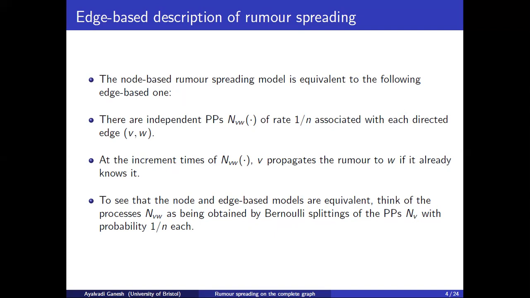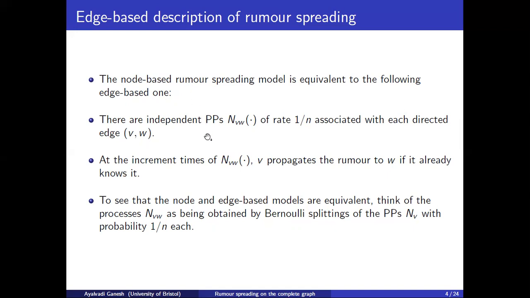Okay. So now what's the description of rumor spreading in this model? Whenever the alarm clock on the edge VW rings, then if V knows the rumor at this time, then the rumor passes to W. If V doesn't know the rumor, nothing happens. If W already knows the rumor, well, it hears the rumor again, but its state doesn't change. But this is the description. So whenever these alarm clocks ring, the rumor passes along the edge.